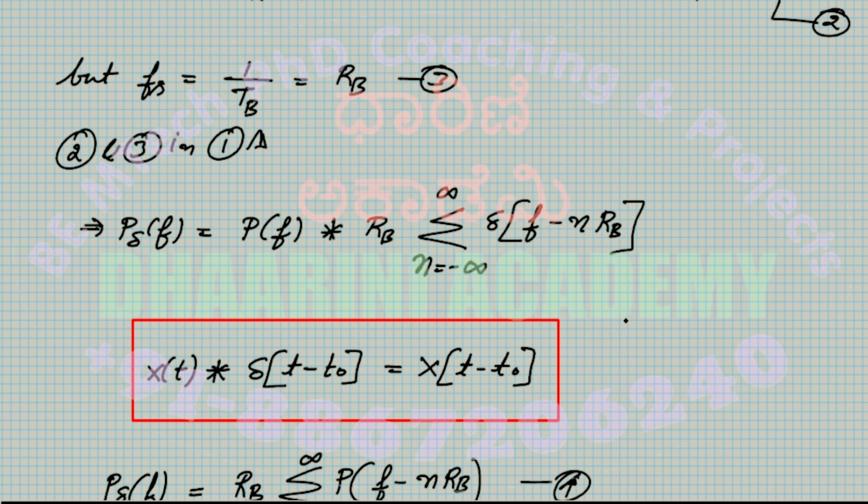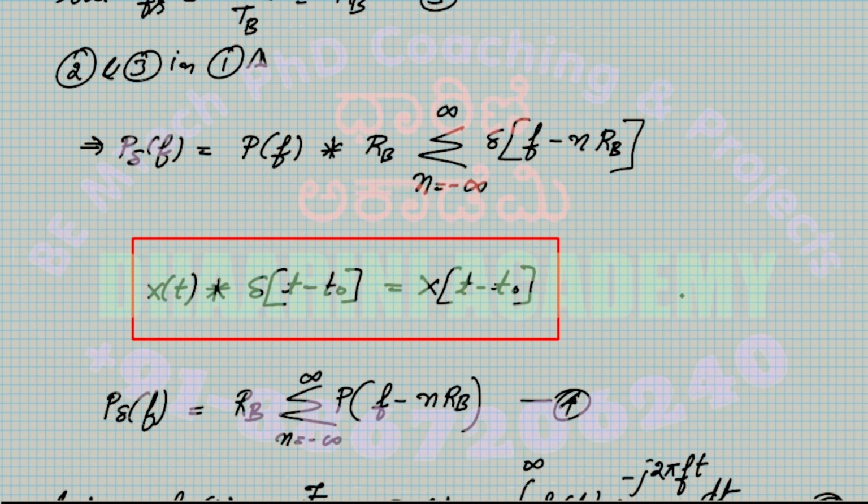Again, going to the basics of signals and systems, we see that if you convolve any signal with a shifted delta function, the function gets shifted to the location of the delta function. You see, delta is located where? At t minus t naught. In the sense, it is located at t naught. So x of t, if you convolve, the x of t goes to the location t naught.